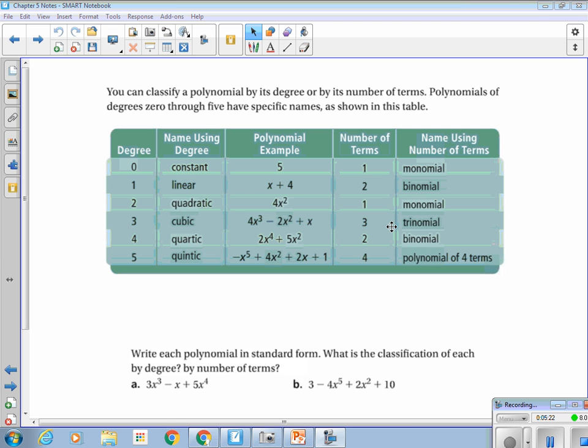Degree 5 is quintic. So, for example, negative x to the 5th plus 4x squared plus 2x plus 1. There's 1, 2, 3, 4 terms here. And anything after tri, we just say it's a polynomial of 4 terms. If it has 7, it'd be a polynomial of 7 terms. So we stop giving it the fun root word names after trinomial.